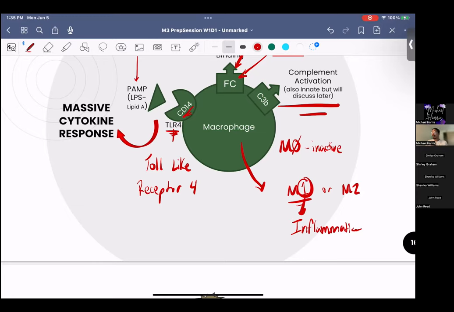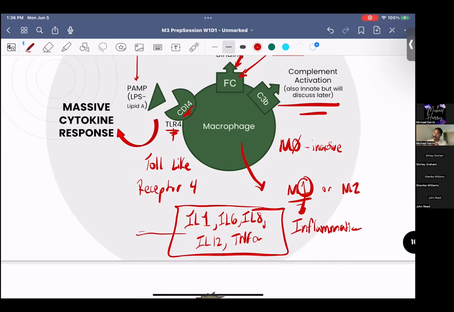Now, can anyone tell me when a macrophage gets activated, what does it release? IL-1. What else? There's five things. These five things I'm going to ingrain into your head. IL-1, IL-6, IL-8, IL-12, and TNF-alpha. These are the five things that these guys release whenever they get activated. This is important. The reason why is because this is what is going to cause inflammation.